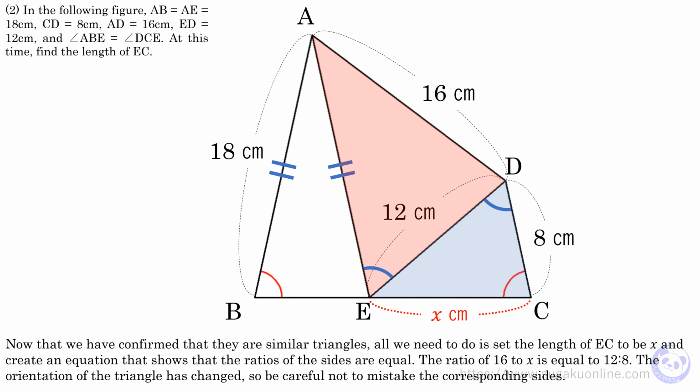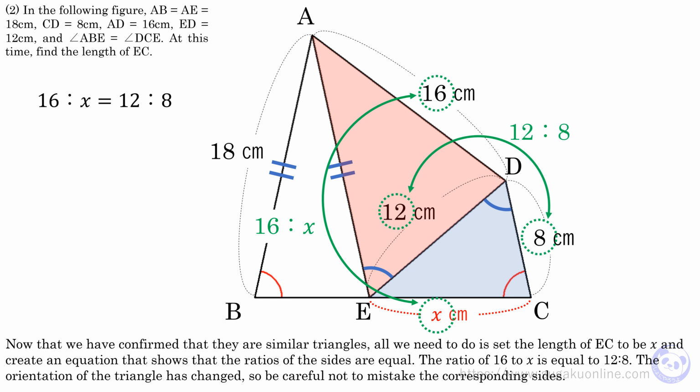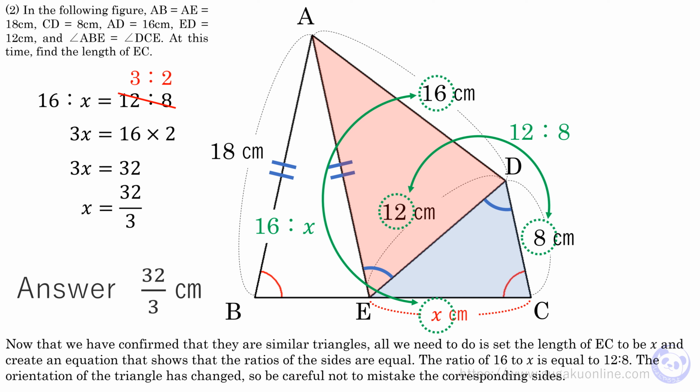Now that we have confirmed that they are similar triangles, all we need to do is set the length of EC to be x and create an equation that shows that the ratios of the sides are equal. The ratio of 16 to x is equal to 12 to 8. The orientation of the triangle has changed, so be careful not to mistake the corresponding side.